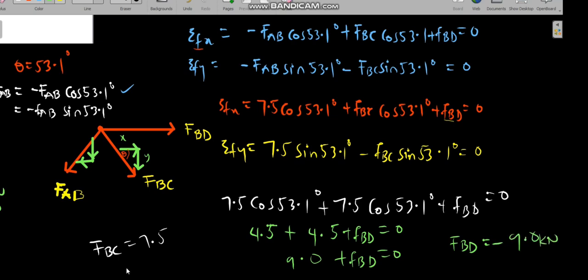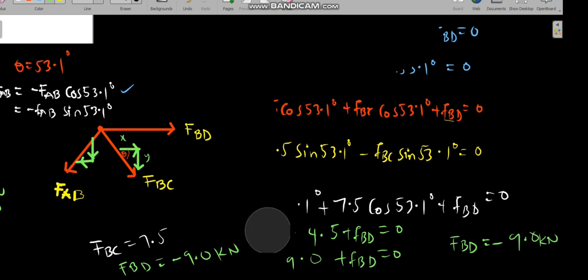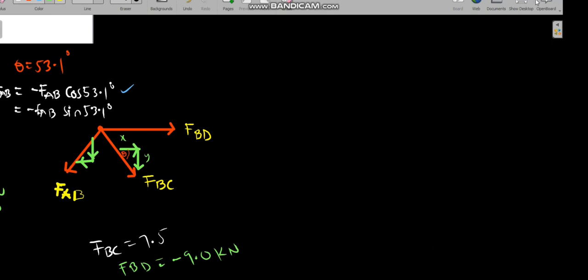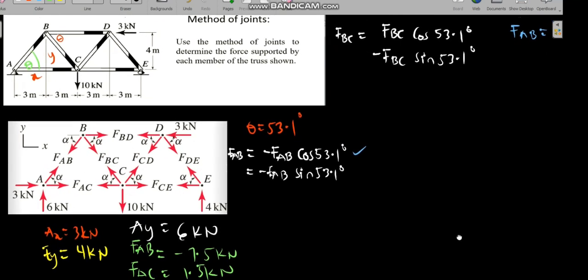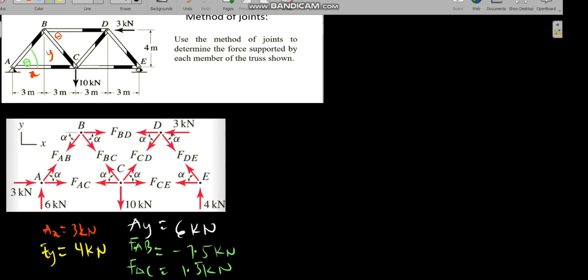So now you know FBC and you know FBD also. FBD was negative 9.0 kilonewton. Now that you've gotten FBD and FBC, let's go ahead and solve for the forces in the next joint. Let's pick another joint and solve for the forces in that one also. I'm going to clean all of this also. All right, back to this side. Let's write down the answers we got.